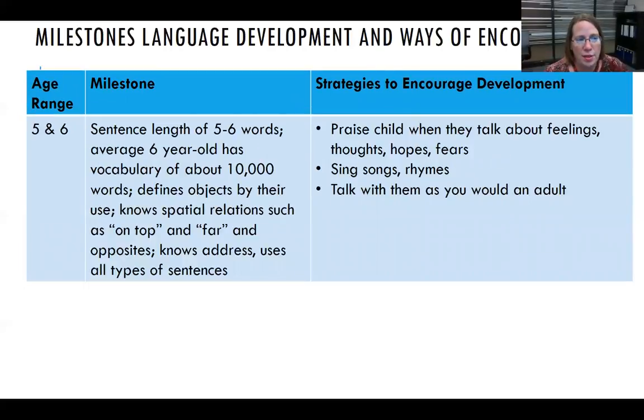From ages 5 to 6, they have a sentence length of 5 to 6 words, so getting a little bit longer. The average 6-year-old has a vocabulary of about 10,000 words, which is pretty good. They can define objects by their use. They know spatial relations such as on, top, and far. They know opposites. They know addresses. They use all types of sentences.